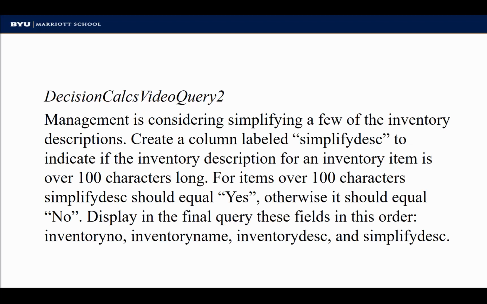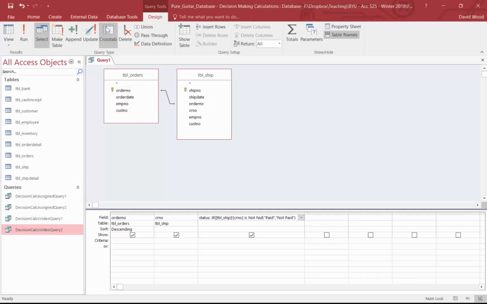Number two, management is considering simplifying a few of the inventory descriptions. Create a column labeled Simplified Descript, or DESC, to indicate if the inventory description for an inventory item is over 100 characters long. For items over 100 characters, simplified descript should equal yes, and otherwise it should equal no. Display in the final query these fields in this order: inventory number, inventory name, description, and then the simplified descript field. All right, so let's go ahead and create a new query.